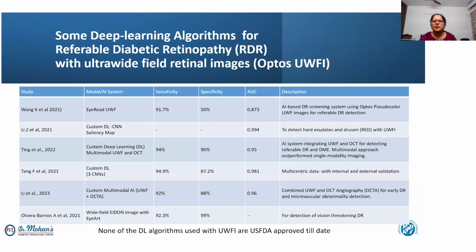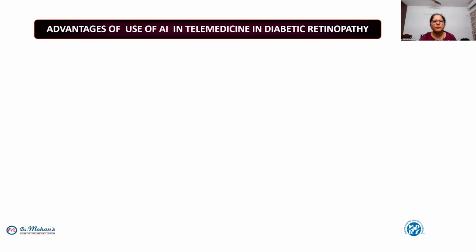and they found a very high sensitivity and specificity to detect sight-threatening retinopathy. One of the main things is that, as of now, none of the deep learning algorithms which are used with ultra wide field images have been approved by the US FDA. Probably down the lane, these algorithms would also get US FDA approval.